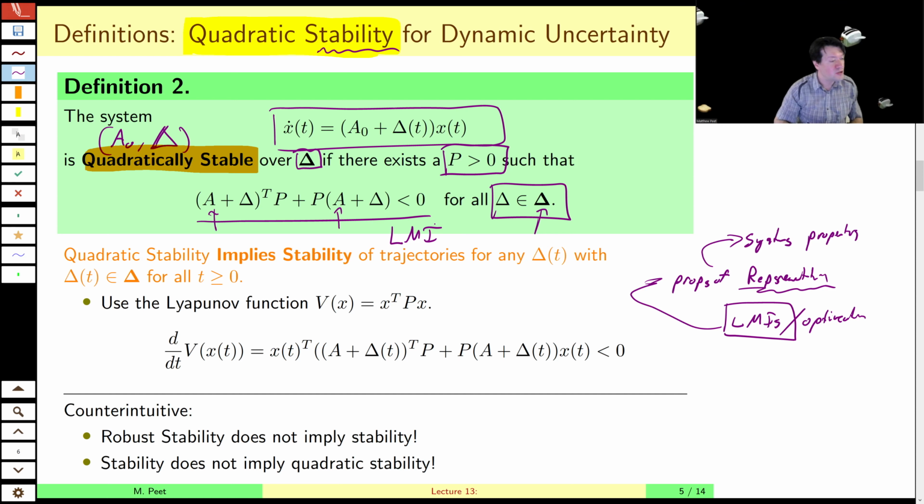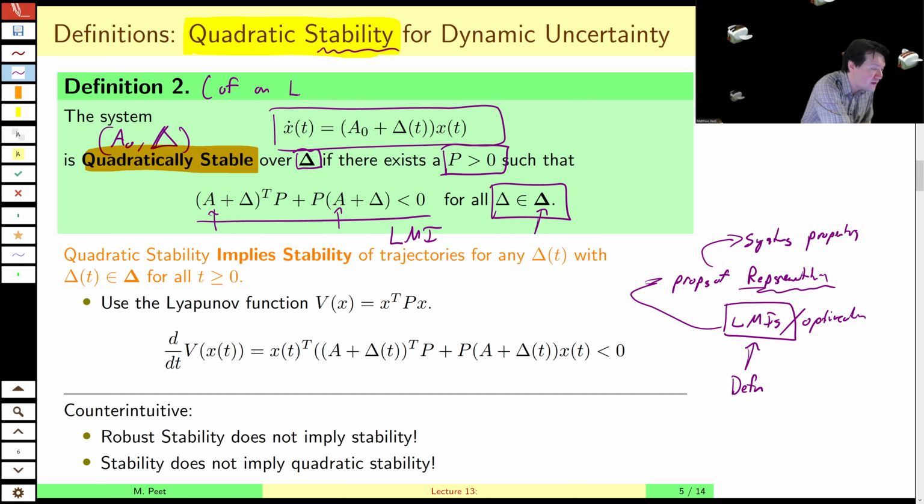Right? So a notion of stability which bypasses the whole representation thing and gets right into the LMI itself. So it's an LMI definition. It's really a definition of an optimization problem, not much less a notion of actual system properties, right? So, a definition of an LMI to enforce.